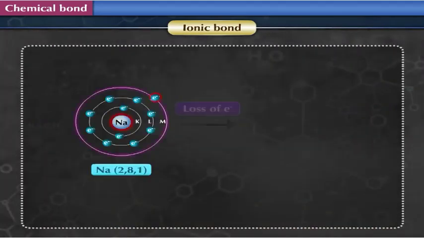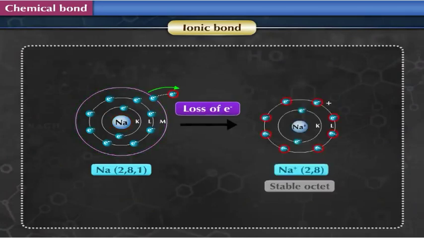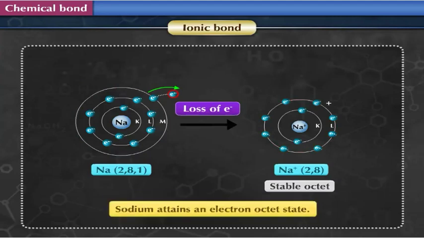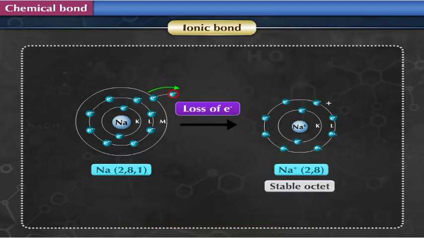If sodium atom loses its 1 electron from the M shell to attain a stable octet, then its penultimate shell, that is L shell, will become its outermost shell. It has 8 electrons in it. Thus, sodium attains an electron octet state. In such a situation, the number of electrons becomes 10.